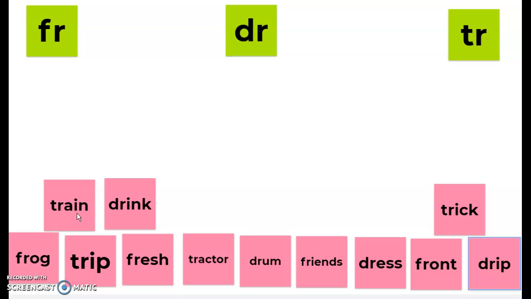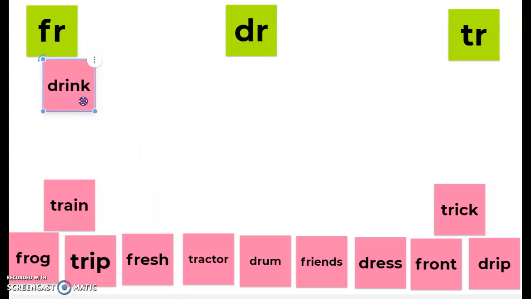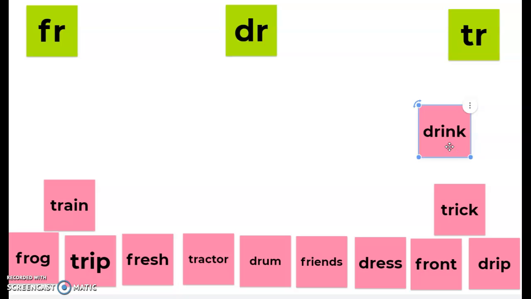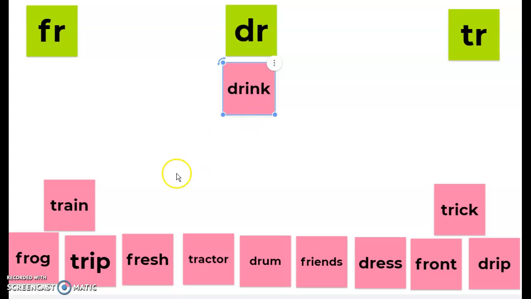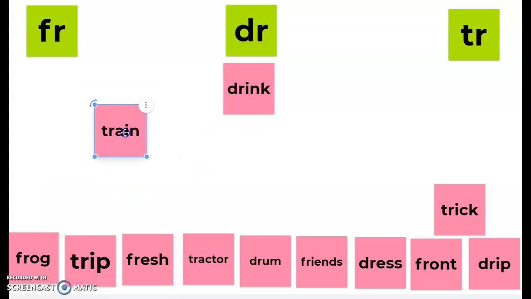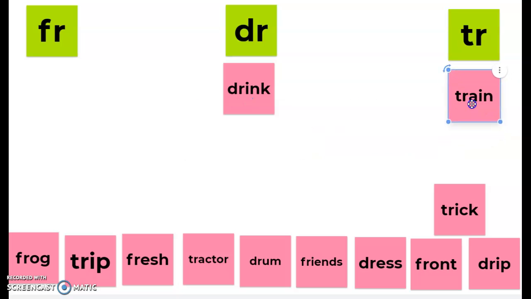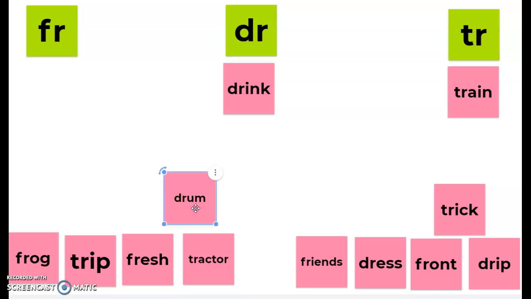So let's go ahead and sort these based on the sounds that they make. We have drink. Does that go under fr, dr, or tr? Dr, drink. That goes under dr. Let's do the next word. Train. Do we hear fr, dr, or tr? Train. We hear tr. Let's do the next one. Drum. Do we hear fr, dr, or tr? We hear dr.